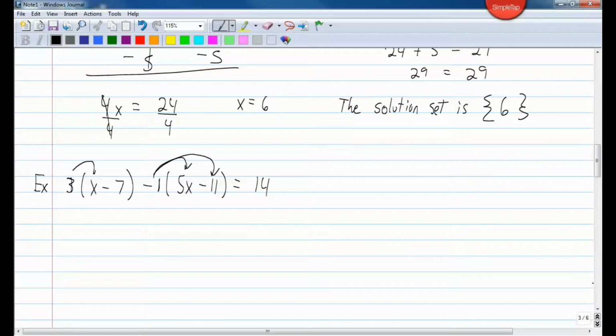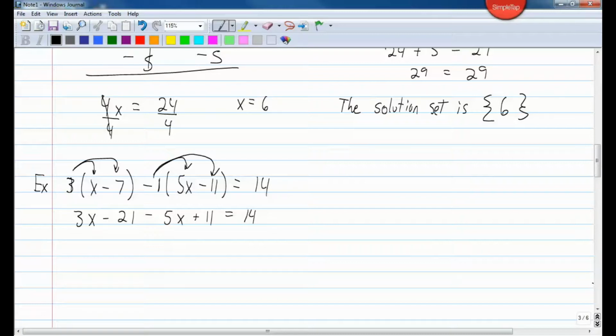Alright, so we do have a 3 on outside of this set of parentheses. We want to make sure that we distribute that. So that's 3x minus 21 minus 5x. So we had -1 times 5x, that's a minus 5x. And then -1 times -11. A negative times a negative is a positive, so it'll be plus 11 equals 14. Alright, so I've distributed everything.